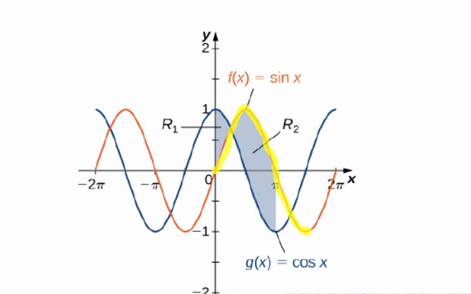It's at negative 1 at 3 pi over 2, and then it comes back to 0 at 2 pi. So remember, the sine starts at 0, goes up, then down.